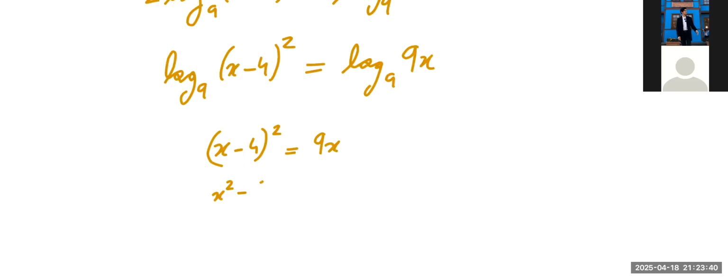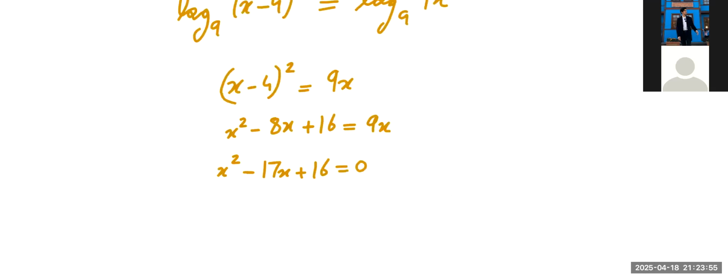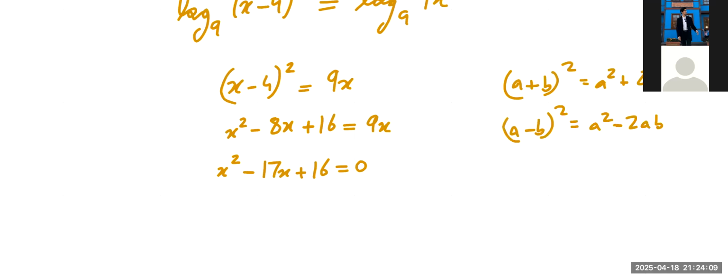At least I can. If I subtract 9x on both sides, I end up with this, and that's a quadratic equation. It's super easy to solve. So expand that quickly: a minus b whole square is a square minus 2ab plus b square. A plus b whole square is a square plus 2ab plus b square. So see, we have a minus b, right? So a square, minus 2ab, so minus 2 times 4 times x, so minus 8x, then b square, 16.